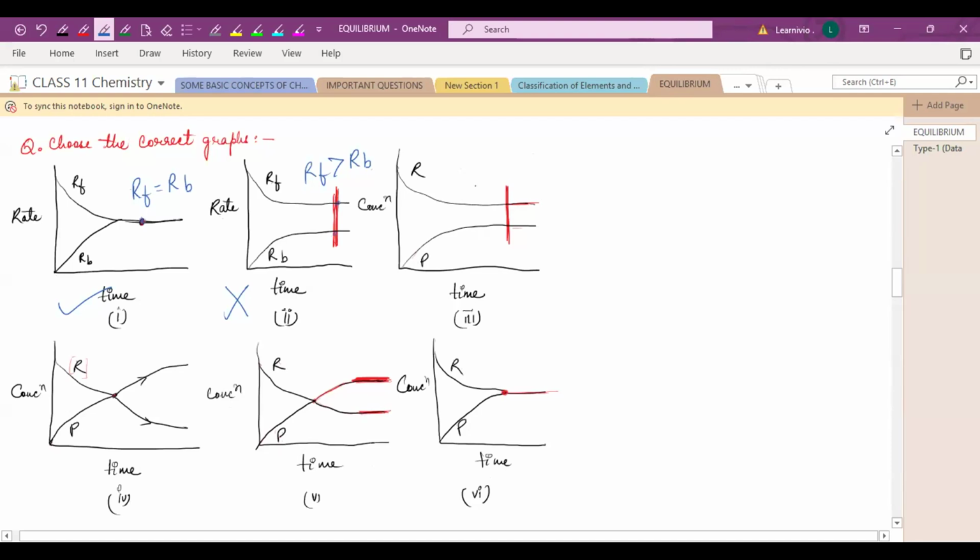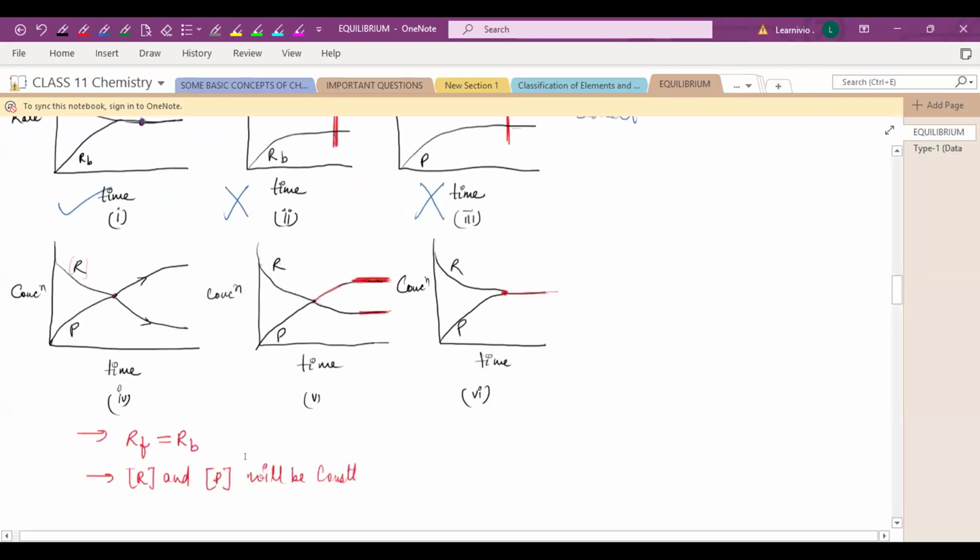But before coming to equilibrium, there should be a merging point. These two lines should merge. After merging they get into the equilibrium, but it's not happening over here, right? So you can say that this is a wrong graph. Here the R and P are not constant. For this one, this is again a wrong graph. So between these first, second, and third, only the first graph is correct.